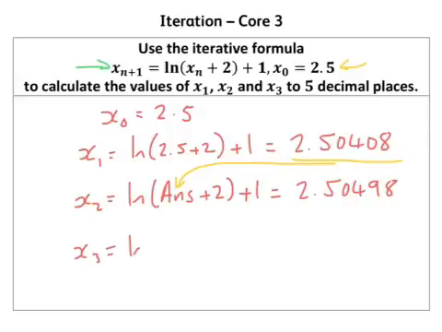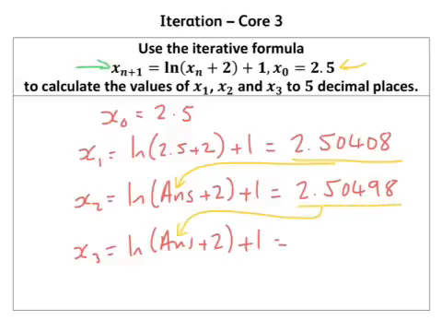Okay, and the great thing about using the ANS button is that next time you just need to press equals again. All right, and it's ANS plus 2 plus 1. And again, this is the one that goes into there. All right, and I got 2.50518. Okay, and that's literally all the iterative formula is.